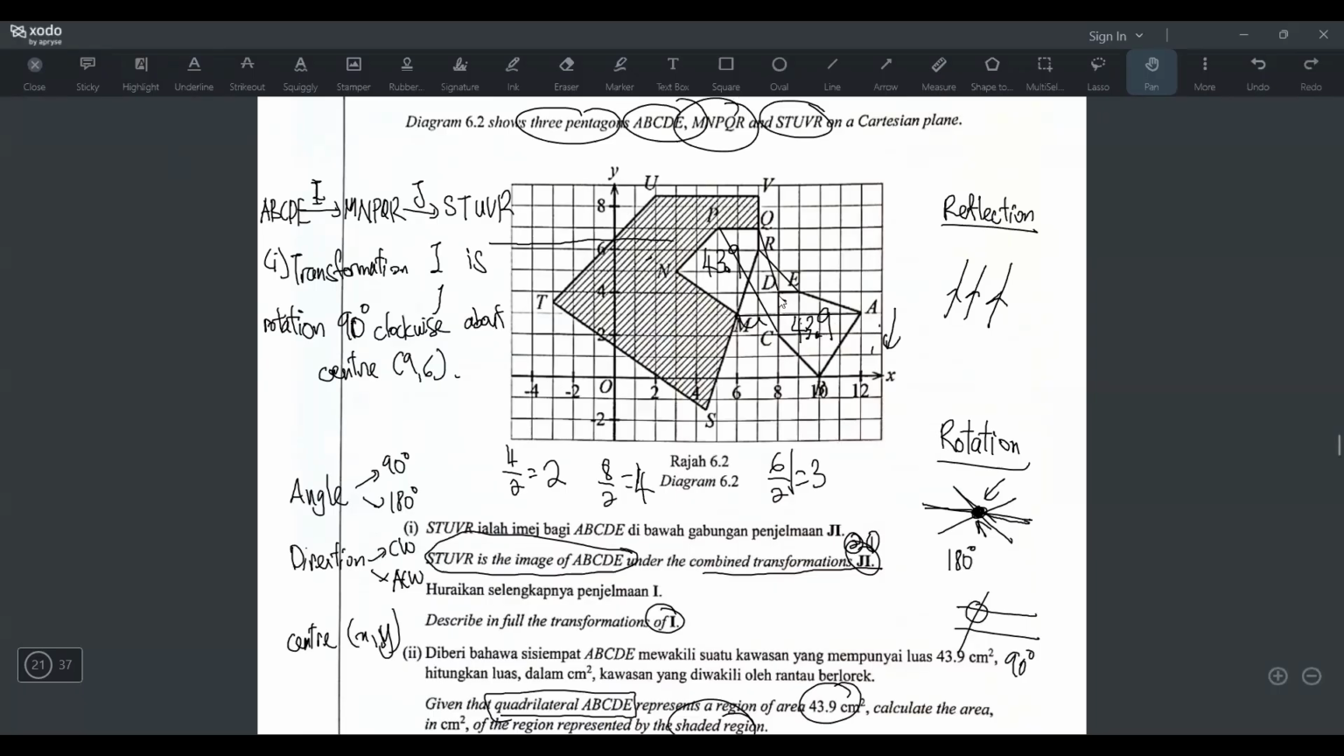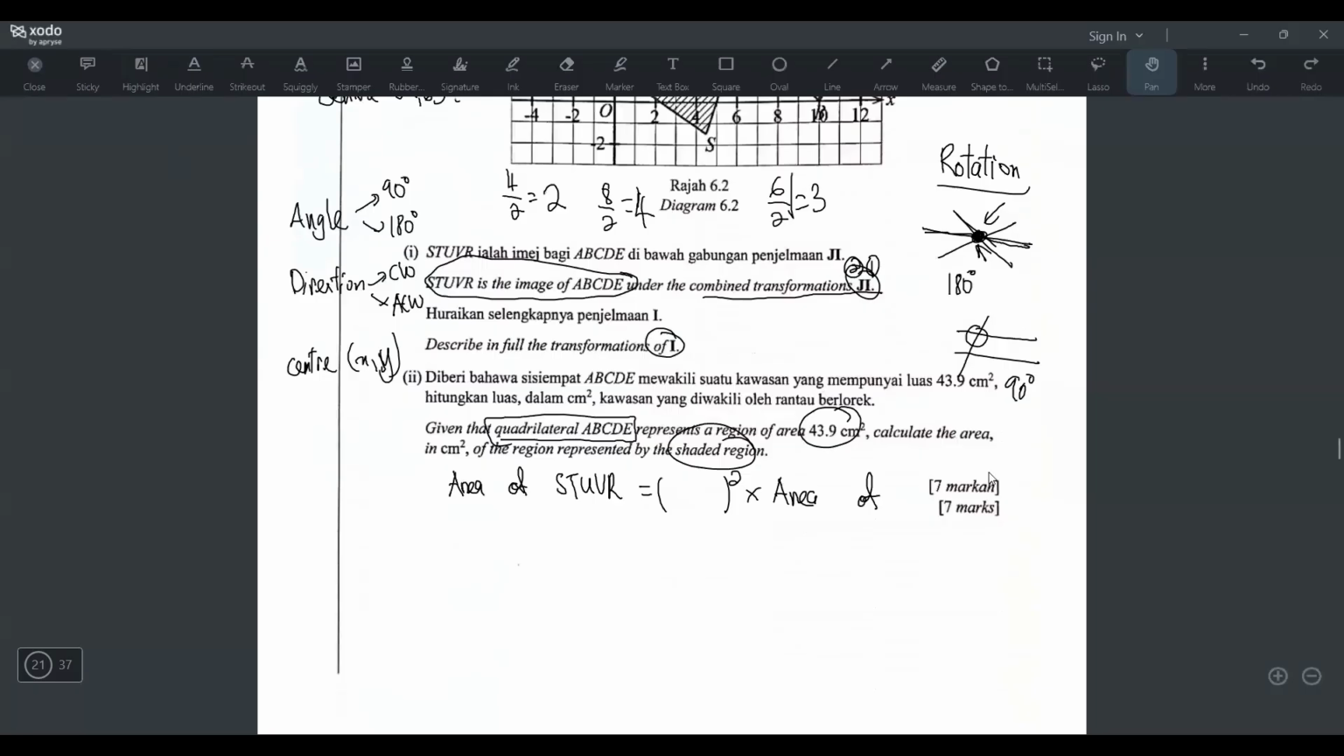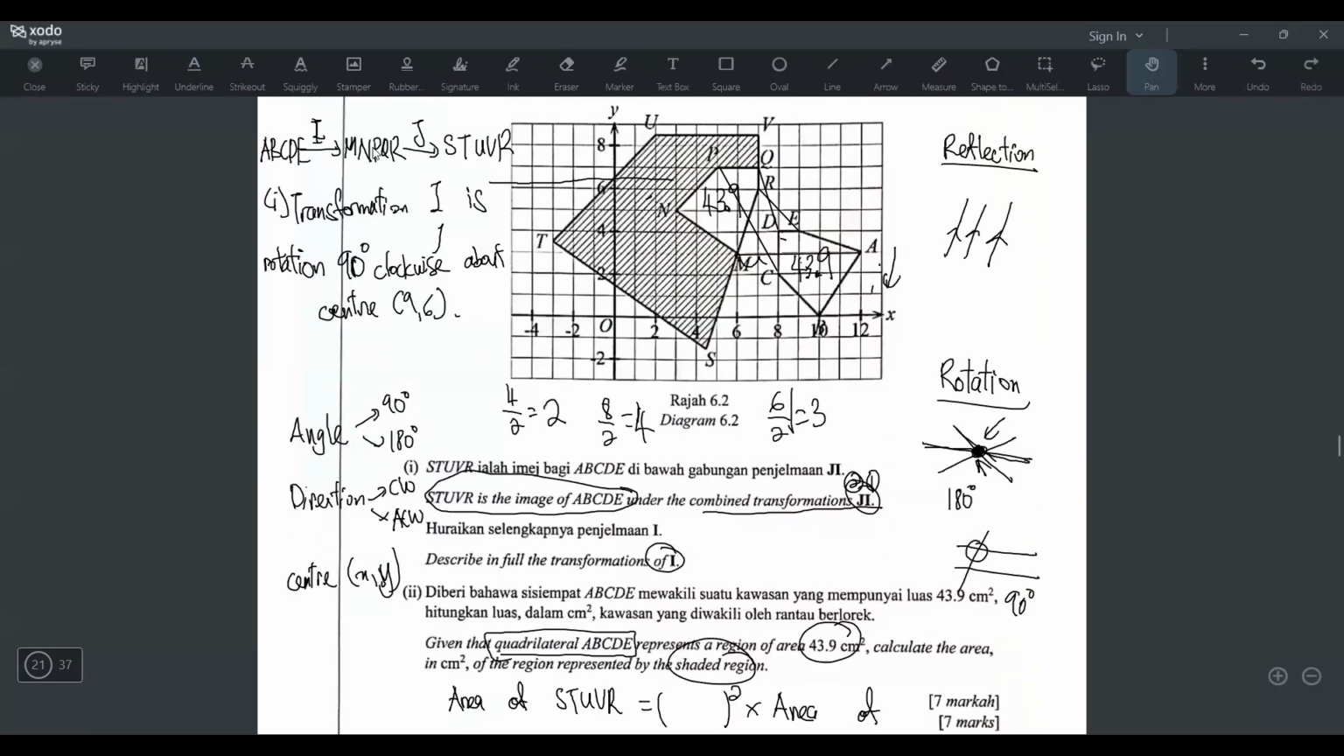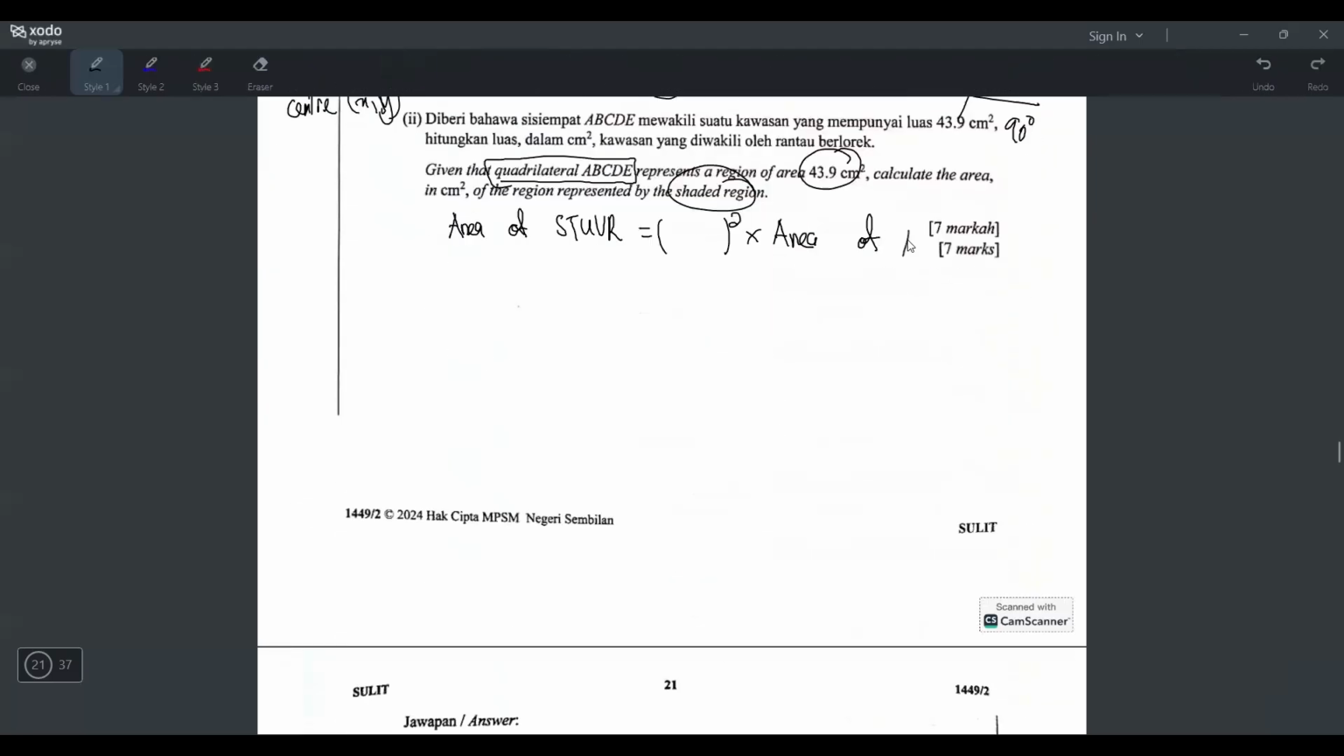Why can both be used? Because both have the same area. So it doesn't matter what you write here, in the end you put 43.9 anyway. So it doesn't matter which one you put. Let's just put ABCDE, but you can also put MNPQR, it's the same.